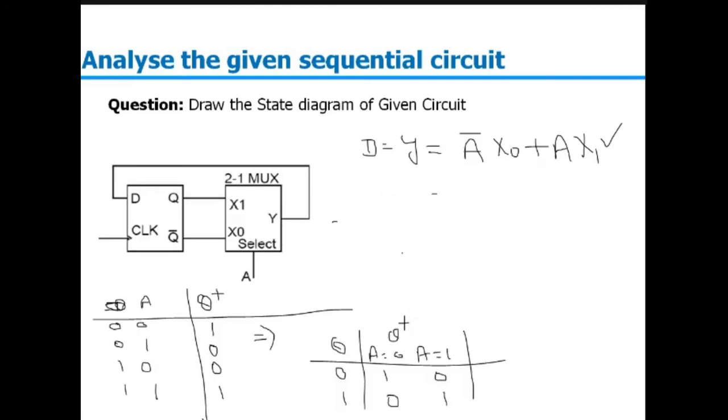So the state diagram for this case is, we are in the 0 state. When A is 0, we are moving into the 1 state. A is equal to 0, the next state will be 1. We are in the 0 state, and when A is 1, we are moving into the same state. This is when A is equal to 1. We are in the 1 state here. If A is 0, we are moving into the 0 state, and when A is equal to 1, we are in the same state.